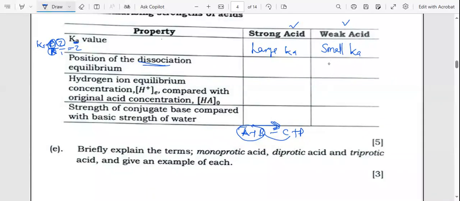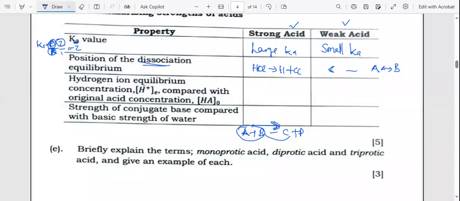Then for this one, the breaking will go left, because it can go both ways. So if it is weak, the breaking will be partial. But for the strong one, the breaking will be direct, let's say directly to what is formed, hydrogen plus chlorine. That's what will happen for a strong acid.